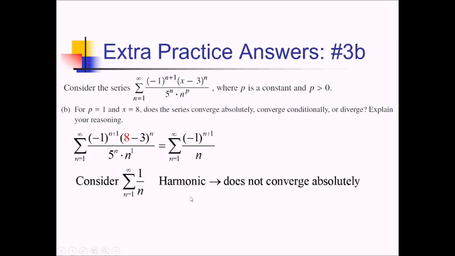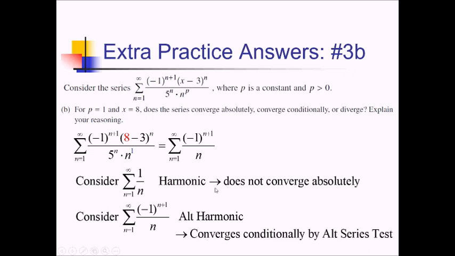How about we consider the alternating version of this then? So negative 1 to the n plus 1 over n, that is the alternating harmonic series, which we know converges. So we can say that this converges conditionally, either because it's the alternating harmonic series, or you could say by the alternating series test, either one of those.